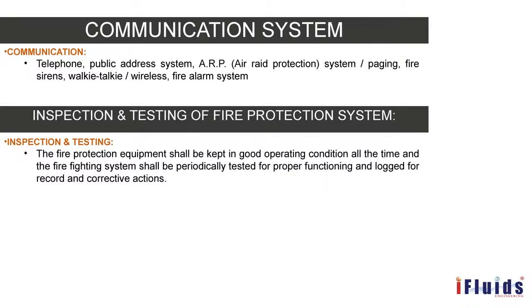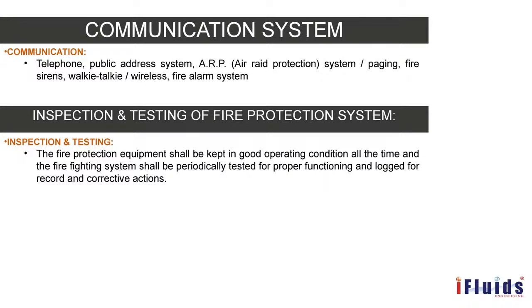Then, air raid protection (ARP) system has to be provided in the control room of the fire station. Then a group communication system, or otherwise an alphanumerical pager system, should be considered for group emergency communication. You can also provide a paging system for group emergency communication. Fire sirens also have to be provided, and walkie-talkies, wireless or wired, also have to be provided.